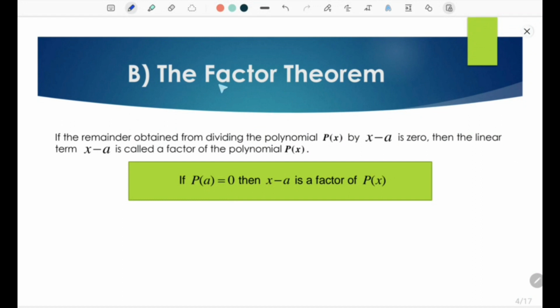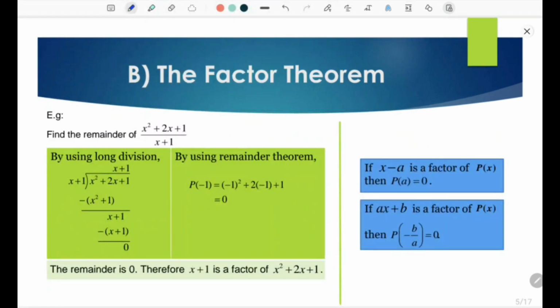Now let's look at the factor theorem. If the remainder obtained from dividing the polynomial p(x) by x minus a is 0, then the linear term x minus a is called a factor of the polynomial p(x). If p(a) equals 0, then x minus a is a factor of p(x).